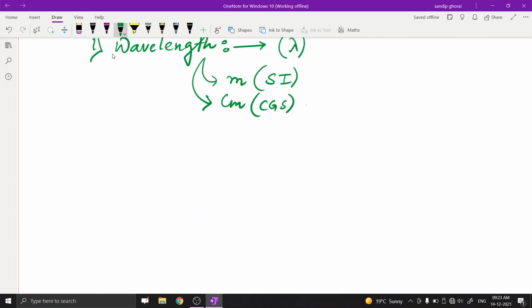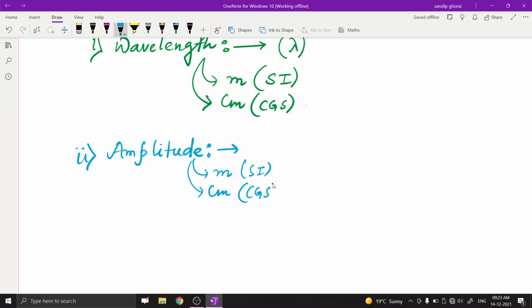And the next point is amplitude. So the second term is amplitude. What is amplitude? Amplitude is the maximum displacement of a wave on either side of its mean position. It is also a distance, so we take meter and centimeter, m in SI and cm in CGS system. So the definition is: the maximum displacement of a wave on either side of its mean position is known as amplitude.